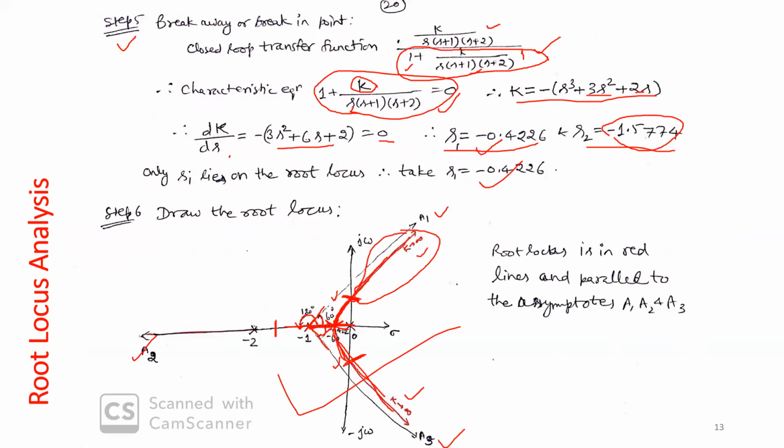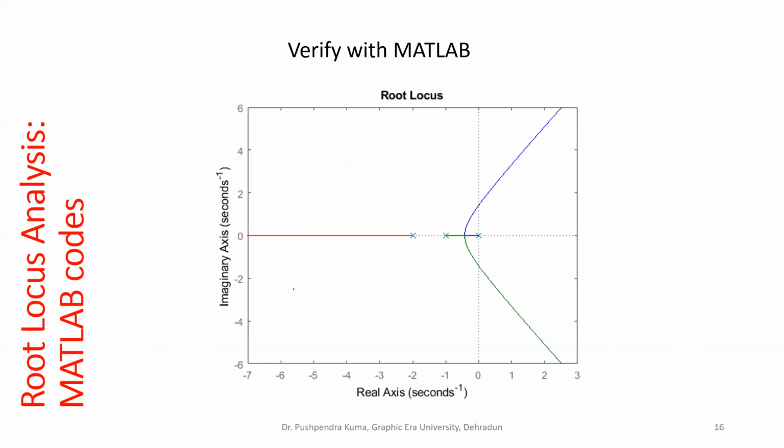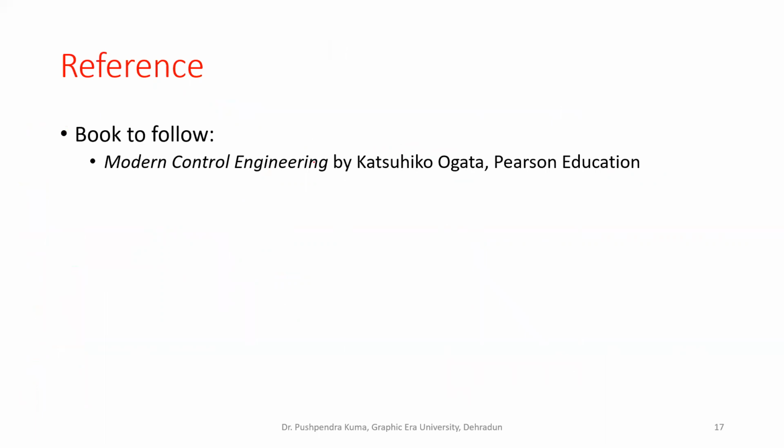The point is minus 0.4226, and between 0 and minus 1 we have root locus. So here also you can see between 0 and minus 1 you have root locus, and at minus 0.4 we start our root locus. Also, we have root locus on this side. Clear? So using these methods you can obtain the root locus of any system, which will be very helpful for analyzing a linear control system. This is the book reference.